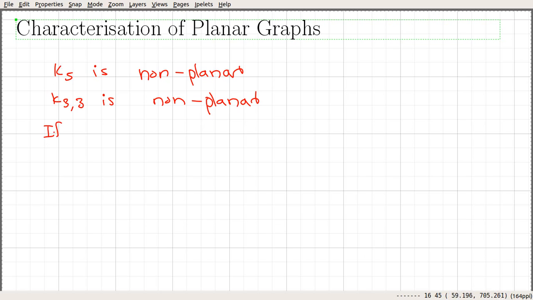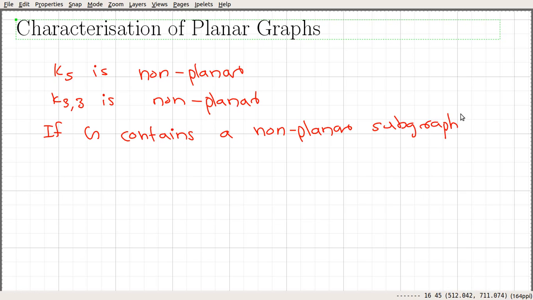So if an arbitrary graph G contains a non-planar subgraph, then we can very easily see that G is also non-planar. Similarly, we know that these two graphs are non-planar, K5 and K33. So if G contains a non-planar subgraph, in this case either K5 or K33, then we are sure that graph is going to be non-planar. The reason is this.